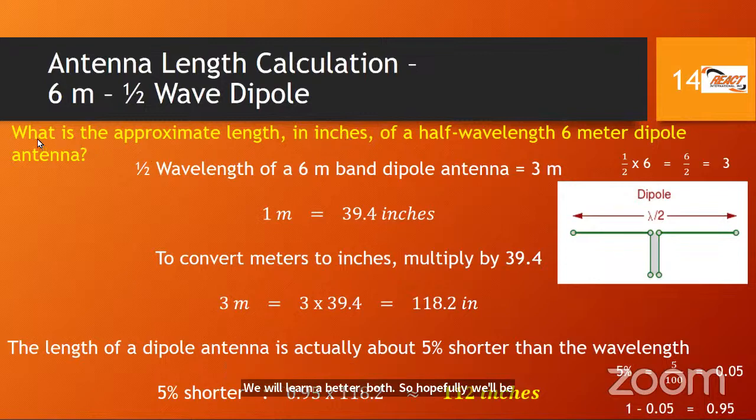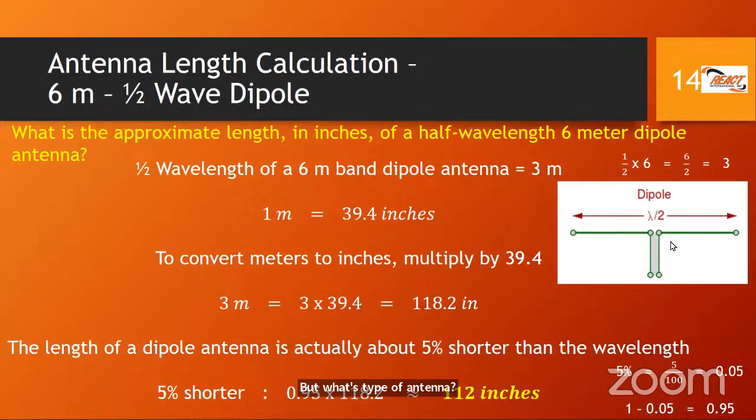So let's get to dissecting the question. What are they asking us? What is the approximate length? So we know the answer will be some length, but they're saying in inches. So therefore, we know we are aiming to get an answer that says something inches. Of what though? Of a half wave or half wavelength antenna. That's what we're talking about. But what type of antenna? They're telling us it's a 6-meter dipole antenna.